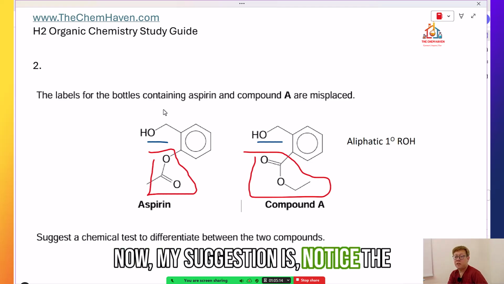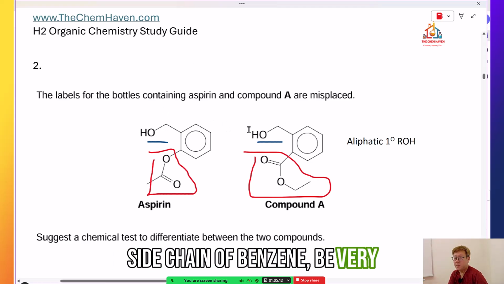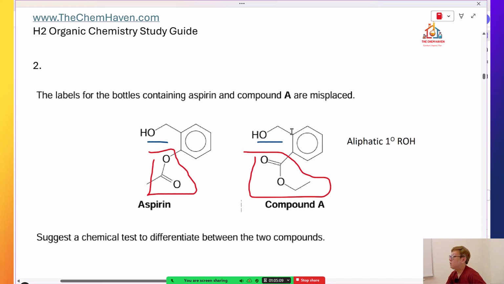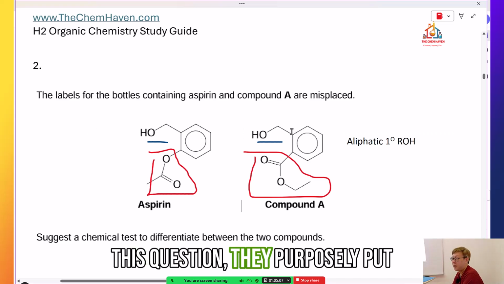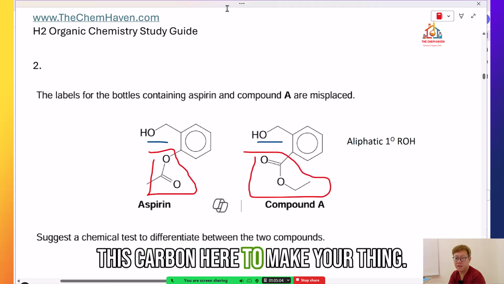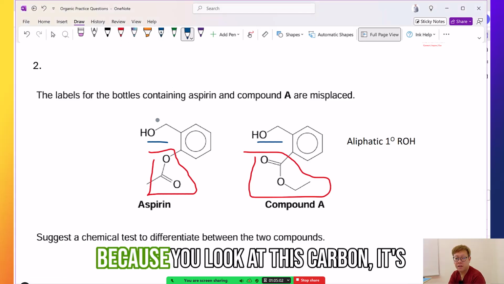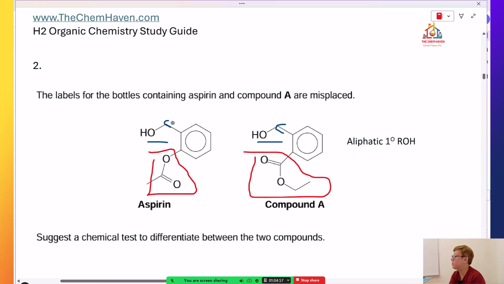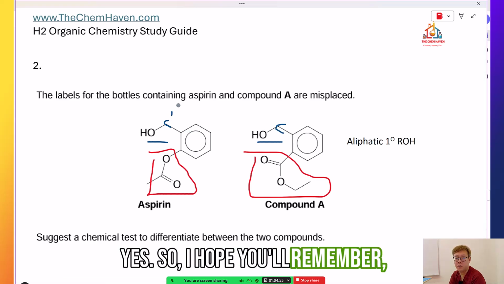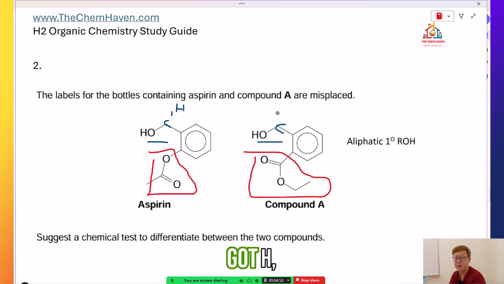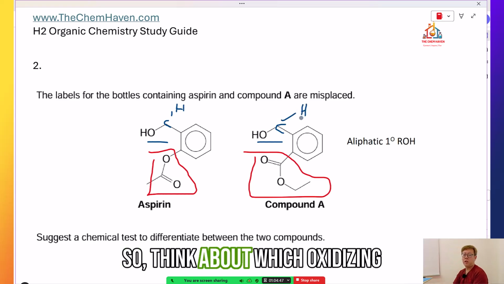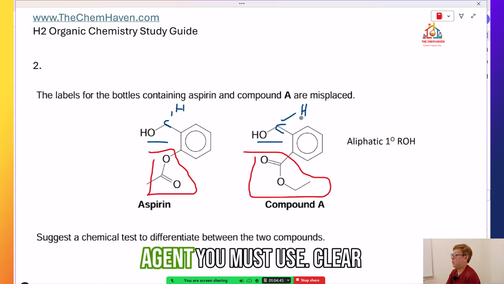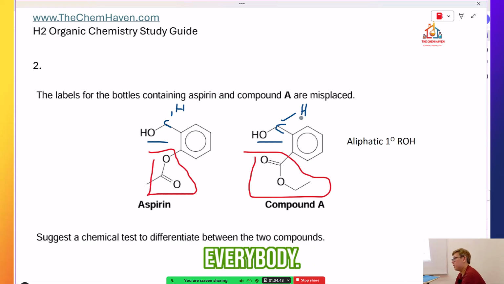Now, my suggestion is notice the side chain of benzene. Be very careful. Clear? This question, they purposely put this carbon here to make you all think. Because you look at this carbon, it's bonded directly to benzene. Does it have the H? Yes. So I hope you all remember, when the carbon bonded to benzene has H, what can happen? Clear? So think about which oxidizing agent you must use. Clear, everybody? Okay, try first.